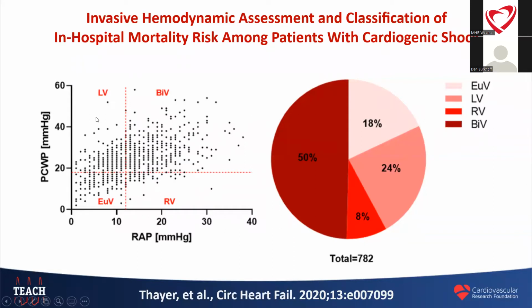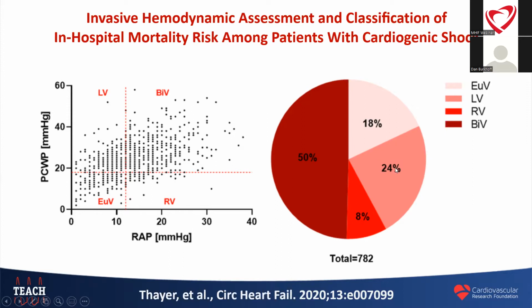Elevated wedge pressure with normal RA pressure is cases where there is isolated left-sided congestion. The bottom right is when CVP is elevated, but wedge is normal, and that is right-sided congestion. And on the top right is when you have RA and wedge pressure elevations, and this is when you have bilateral congestion. And in this series, as you can see, fully 50% of patients have a bilateral congestion profile.